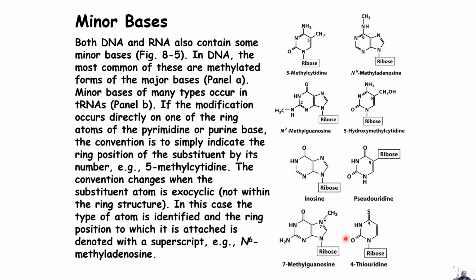There are certain minor bases also in both DNA and RNA. In DNA, the most common of these are the methylated forms of the major bases. Minor bases many times occur in tRNAs. If the modification occurs directly on one of the ring atoms of the pyrimidine or purine base, the convention is to simply indicate the ring position of the substituent by its number, like 5-methylcytidine. The convention changes when the substituent atom is exocyclic, not within the ring structure. In this case, the type of atom is identified and the ring position to which it is attached is denoted with a superscript, as in N6-methyladenosine.